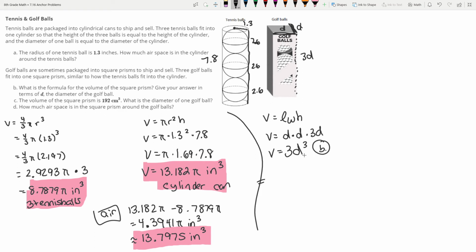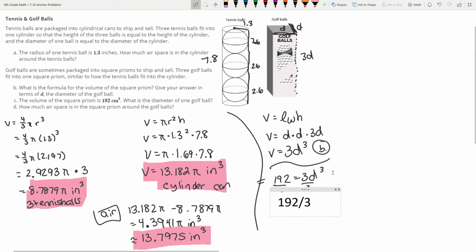Now the volume of the square prism is 192. What is the diameter of one golf ball? Well, 192 is the volume, equals 3 times d to the third. Divide by 3 now on both sides. And 192 divided by 3 is equal to 64. And so 64 equals d to the third.